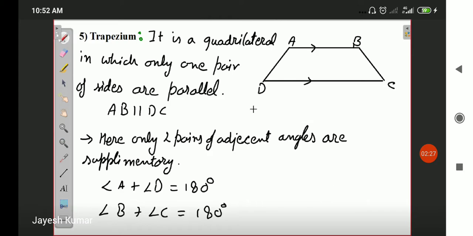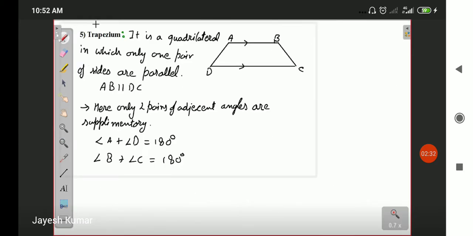One more thing regarding trapezium: there is a special kind of trapezium that is called regular trapezium. In a regular trapezium, the non-parallel sides are also equal.